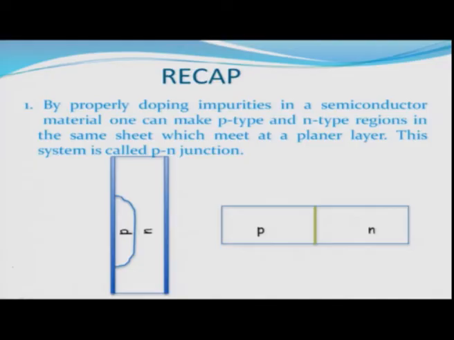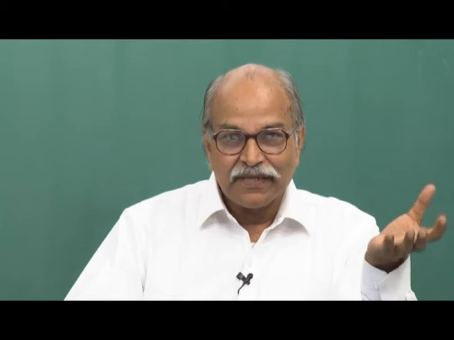So, let us recap what we did in the previous lecture. By properly doping impurities in a semiconductor, you can make part of it p type and part of it n type.